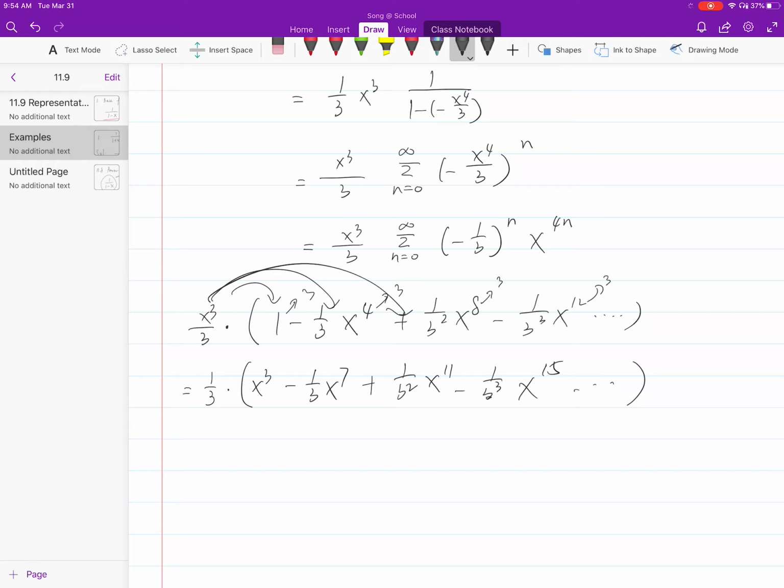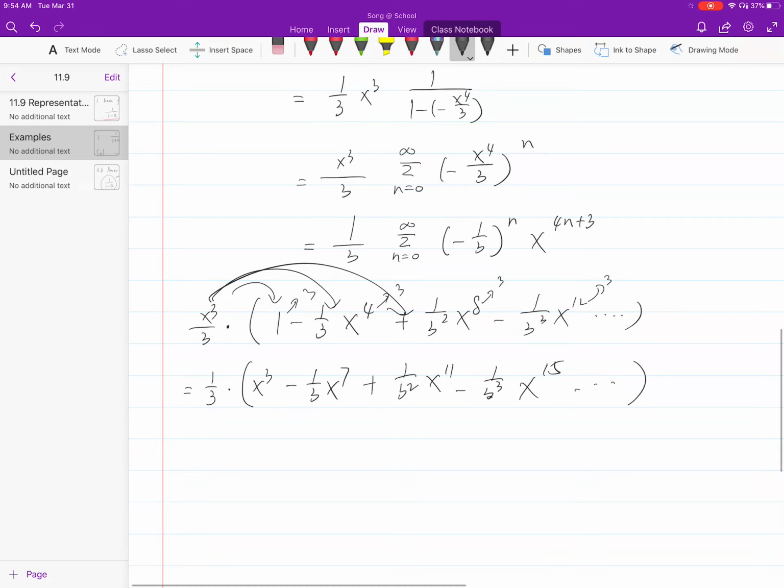Make sense so far? So what you need to do is simply take this one, put it inside, because this one goes with every single term as your n changes. So every single term is going to be added another 3 inside. That's how we actually simplify this thing further. That's why I want to take this negative 1/3 out, because your x to the cube should go with x to the 4n, not this one.